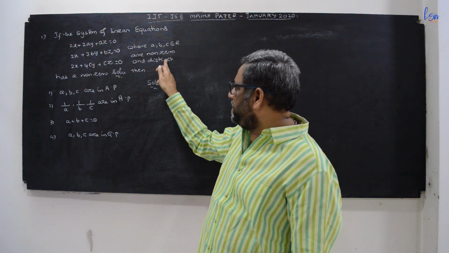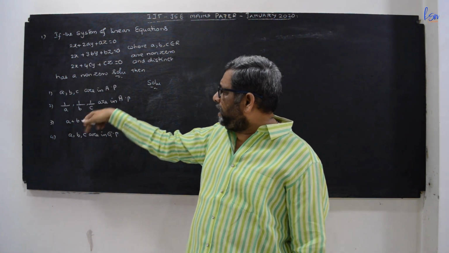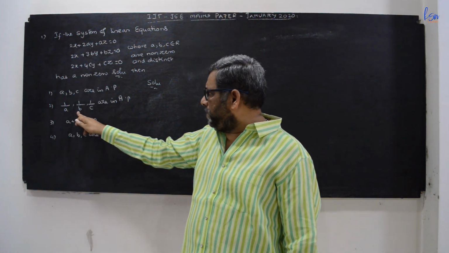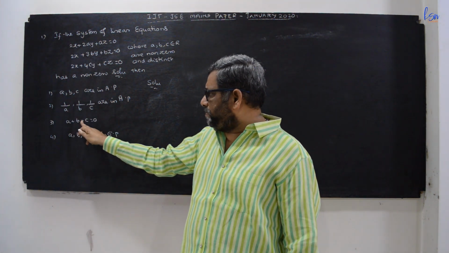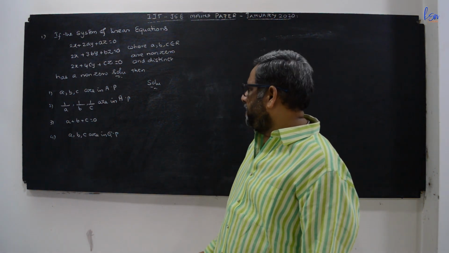are non-zero and distinct, has a non-zero solution, then the options are: a, b, c are in AP; 1/a, 1/b, 1/c are in AP; a + b + c = 0; a, b, c are in GP.